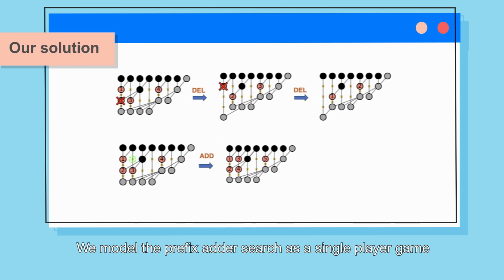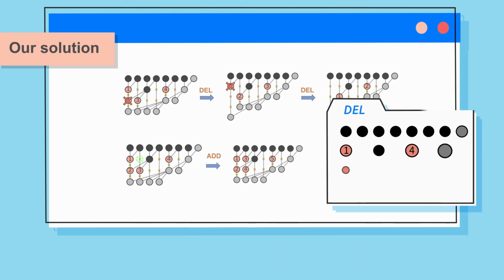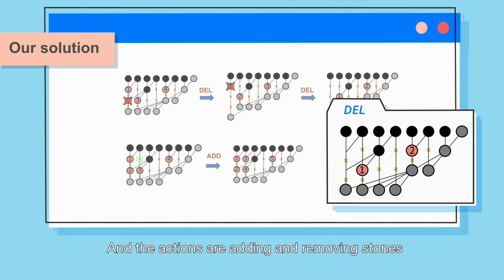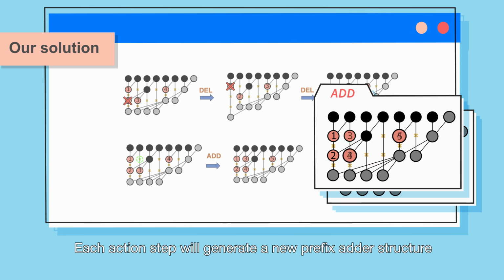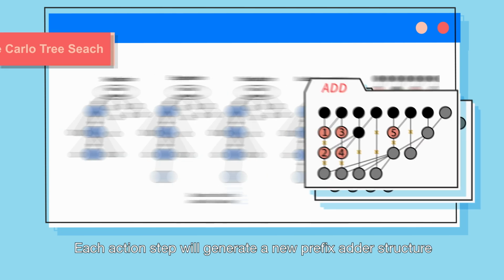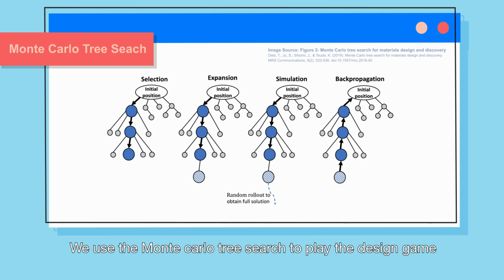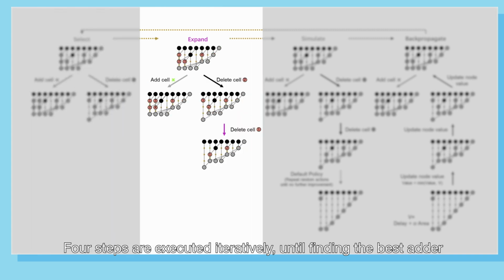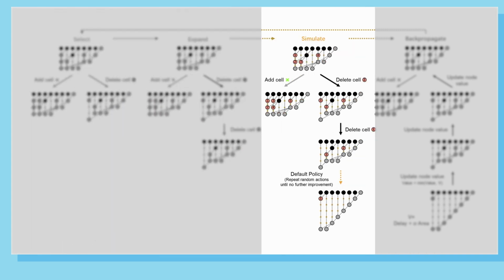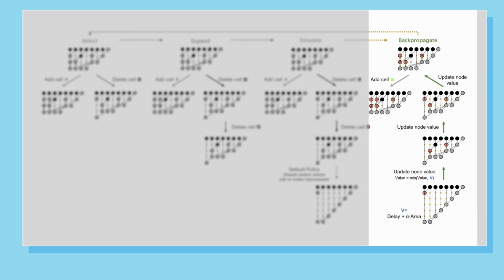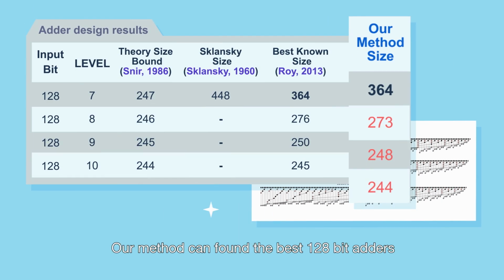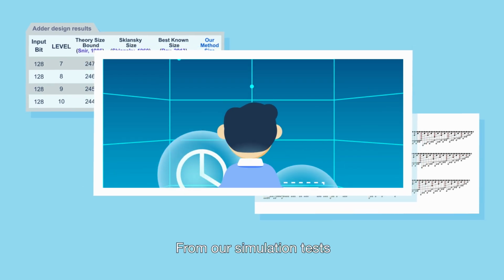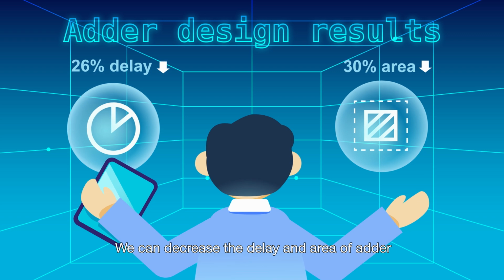We model the prefix adder search as a single-player game. It is very like a board game, and the intervals are stones. The actions are adding and removing stones. Each action step will generate a new prefix adder structure. We use Monte Carlo tree search to play the design game. Four steps are executed iteratively until finding the best adder. Our method can find the best 128-bit adders, surpassing the best results found a decade ago. From our simulation tests, we can decrease the delay and area of the adder.